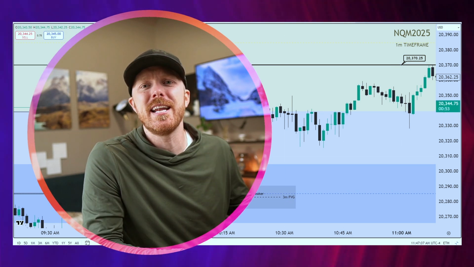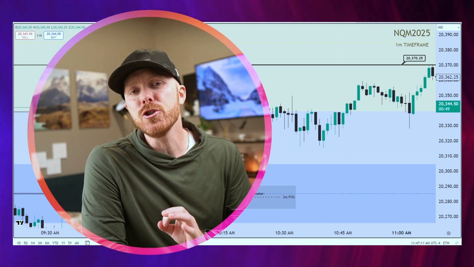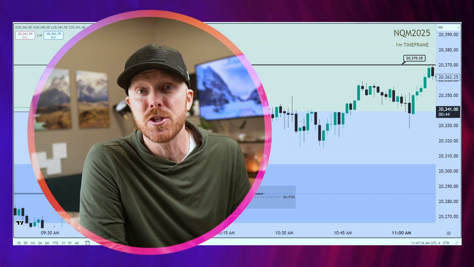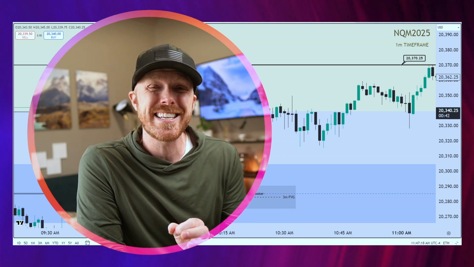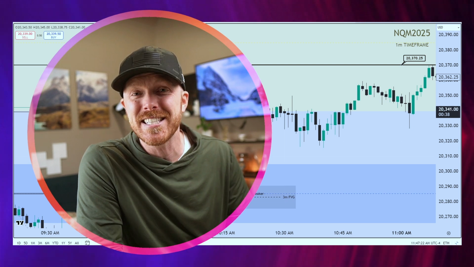Today we're going to be talking about the 30-minute reversal model. Now this can be a reversal pattern and it also can be a continuation pattern. In this specific example, it's going to be a continuation pattern that I took for a 60 handle winner. I'm going to be showing you the criteria that I use to get into that trade.